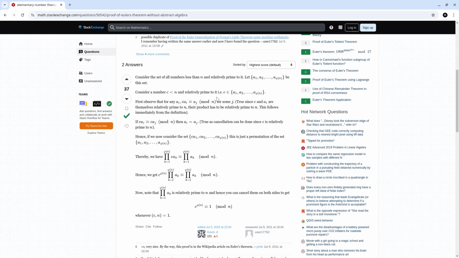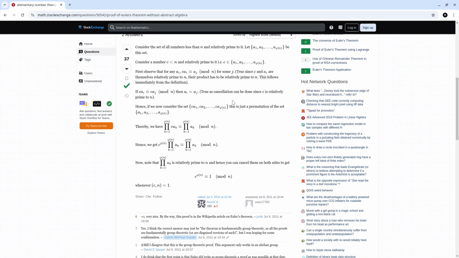For instance. And then we consider another number c that is less than n and relatively prime to n as well. Well, obviously then, if c is less than n and relatively prime to it, then c is an element of this set. Whatever c is, it could be anything, it has to be an element of this set by definition. It's relatively prime to n, it's less than n, so it's an element of the set. That's fairly simple, I think.